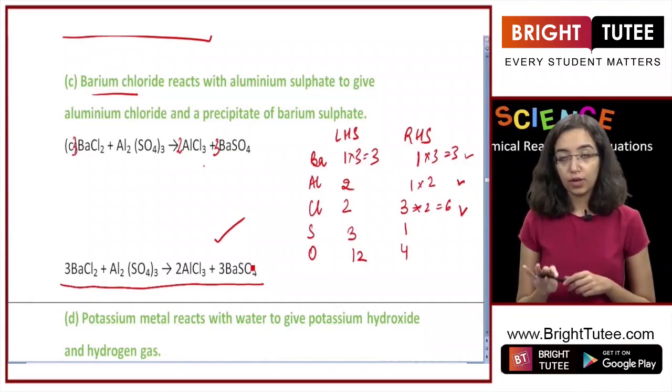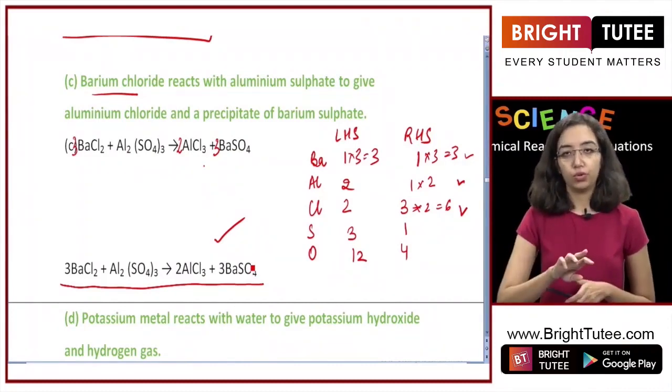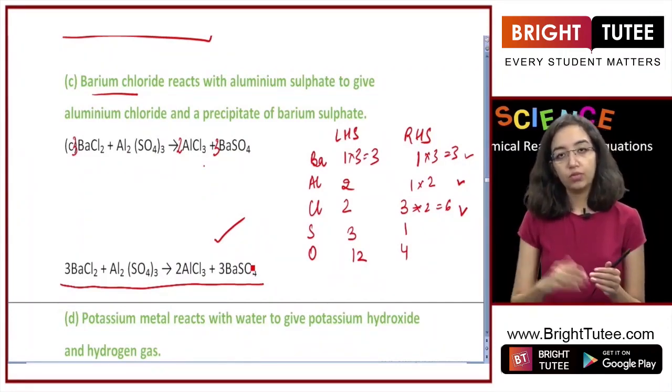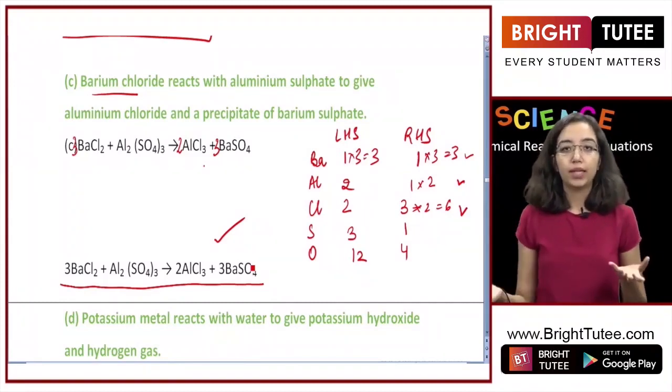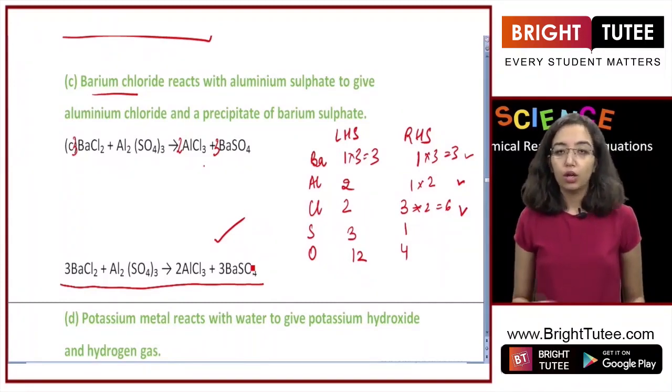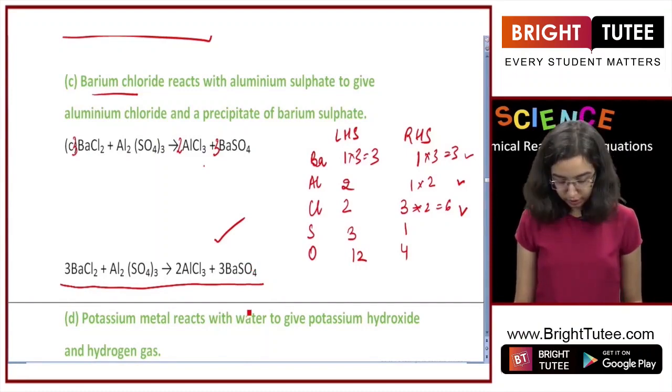Start with metals, go on developing changes in other elements which are changing. Like when I changed for aluminium, chlorine changed, then I tried to balance chlorine. When I tried to balance chlorine, barium changed, so I tried to balance barium. And by that, I was done with all the balancing. So this is how you go about balancing an equation.